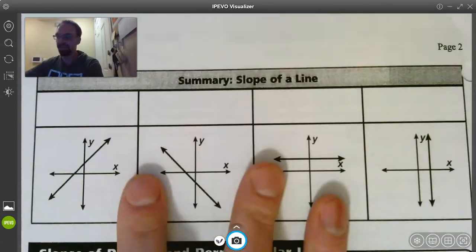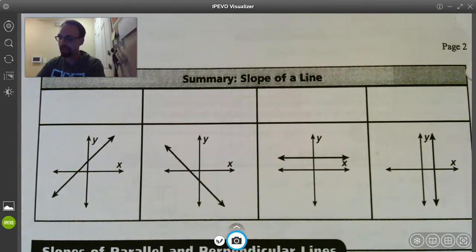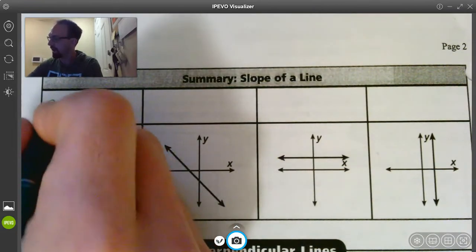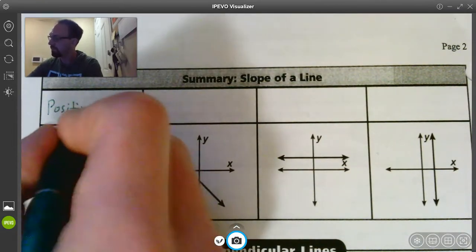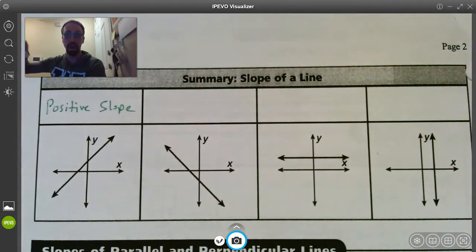We're going to be talking about the different summaries of slopes of lines. So we have 4 different examples here, and we actually just touched on these in the previous video. But just as a quick reminder, this is what we call uphill. This is when we have a positive slope. So visually you're talking about going uphill.